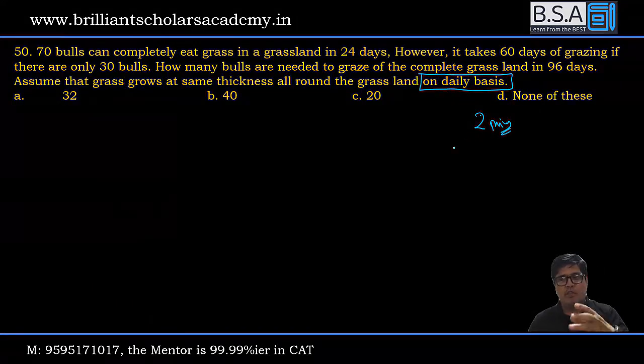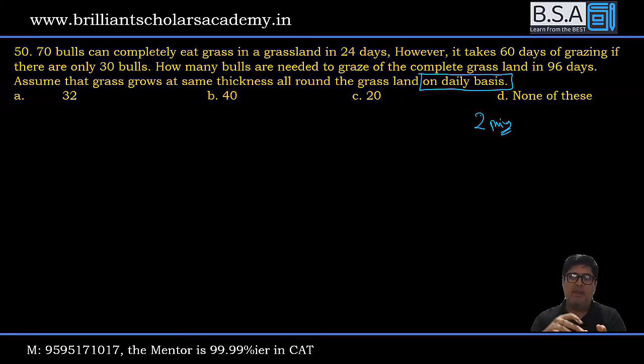See, when these bulls start to eat the grass, there's already some amount of grass. If they take 1 day, 2 days, 3 days, the grass is growing daily at a fixed pace. So the grass is also increasing. The more days they take, the more the grass increases. So I'm assuming the amount of grass in the beginning is X. The grass increases daily at the rate of Y. It could be anything: centimeters per day, grams per day, kilograms per day. I'm saying the grass increases Y per day.